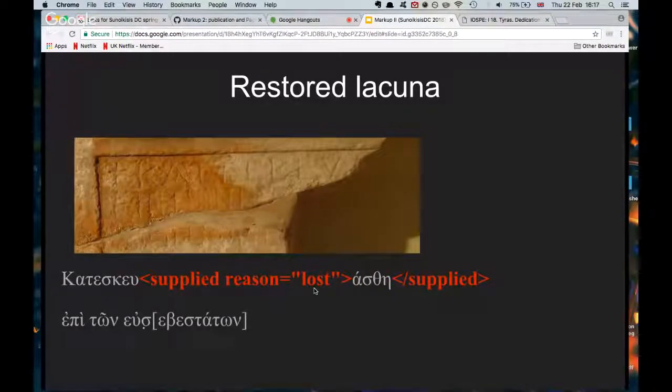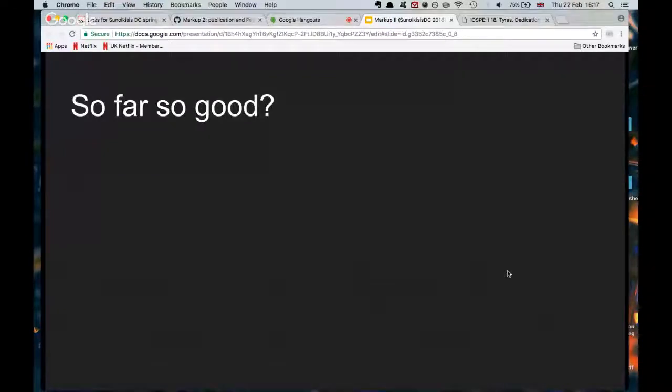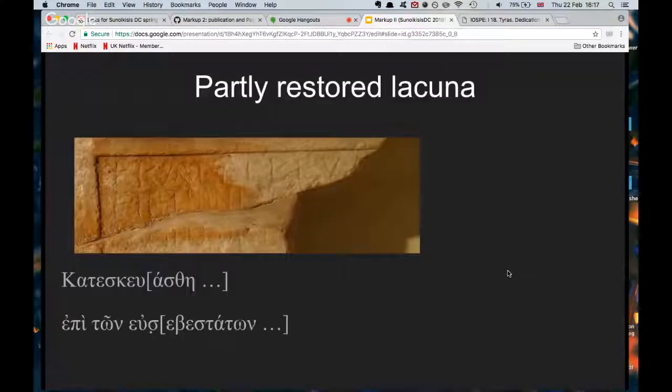And as Gabby explained, the text which we are restoring is the content of this whole element. So the first one and the second one. That's clear enough for the time being. So what happens though if we have a partially restored lacuna?